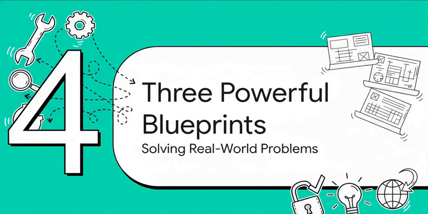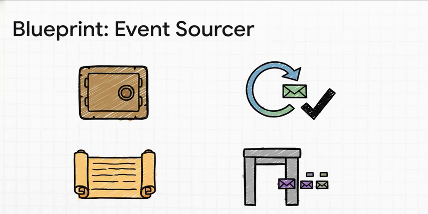All right, we've gone through all the tools in the toolbox. Now, for the payoff. Let's combine these settings and see how we can build 3 totally distinct, really powerful consumer blueprints that solve actual real-world problems. First up, let's build the event sourcer. This is our blueprint for absolute maximum safety and correctness.